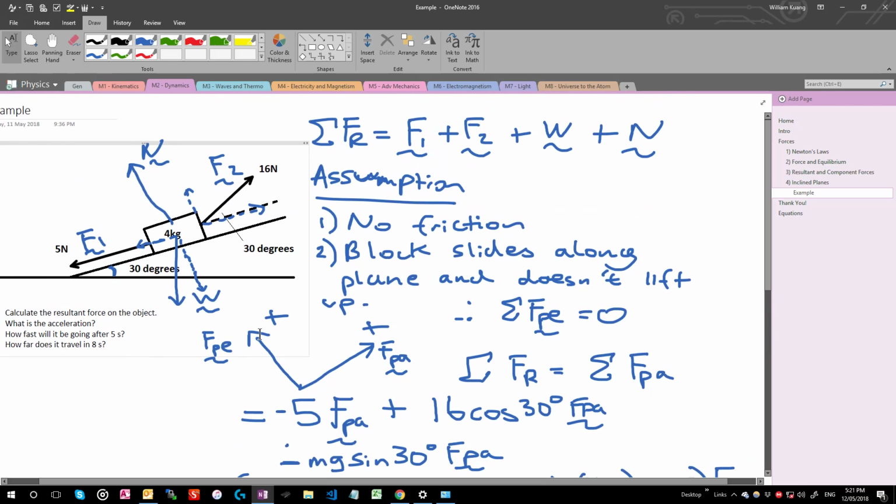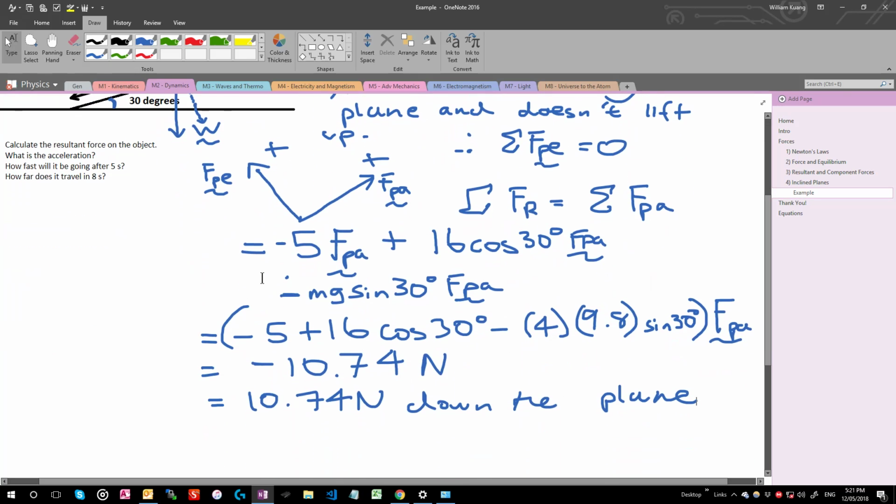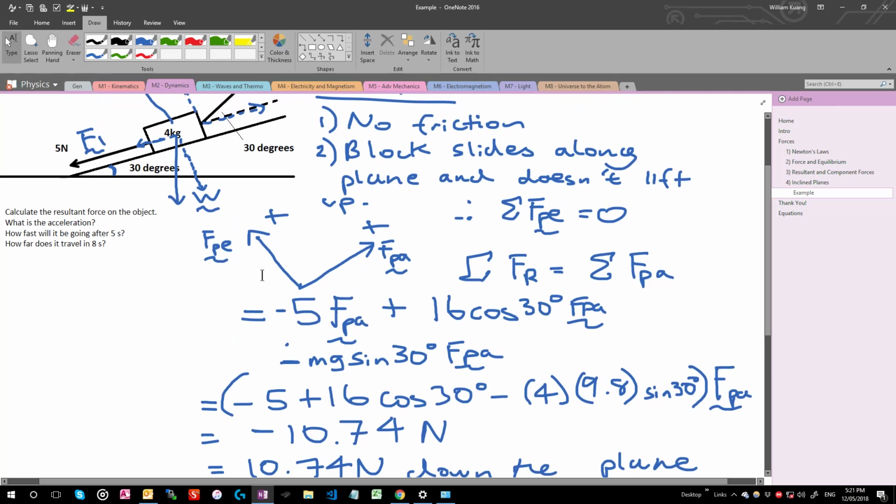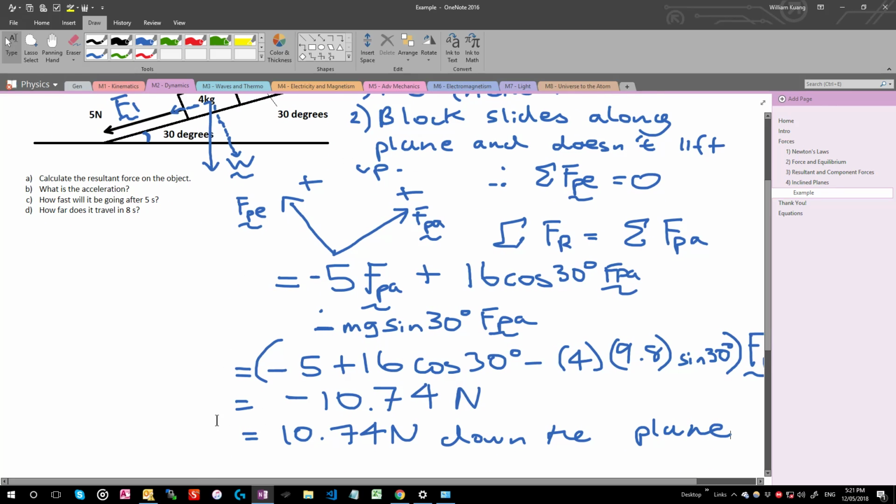So this is actually a quicker way to do this than breaking down each individual force into parallel and perpendicular components. Because we made the assumption that the block does not jump up, we say the sum of the perpendicular components is 0, and we only need to consider the sum of the parallel components. So that means we completely ignored the normal force. We only had to consider the parallel component of weight force, and then we had to break down F2 into the parallel component. So 10.74 is the net force, and that is your answer for part A.